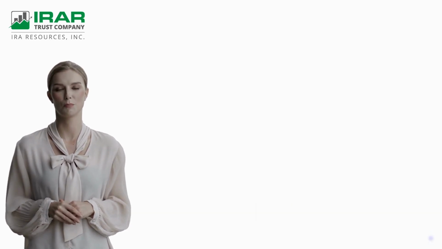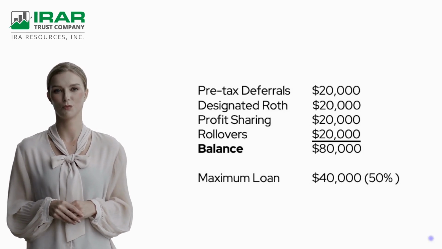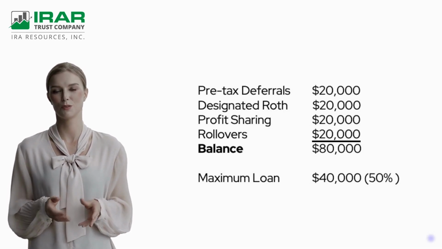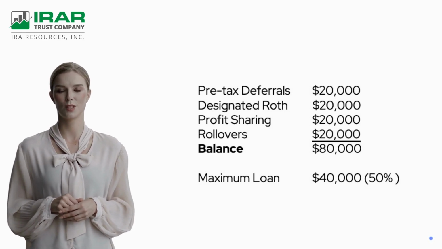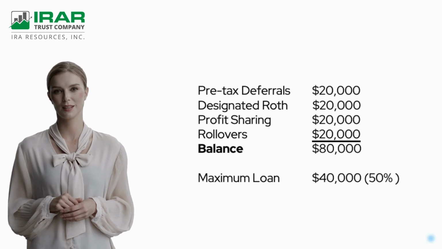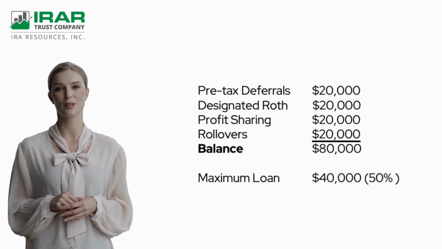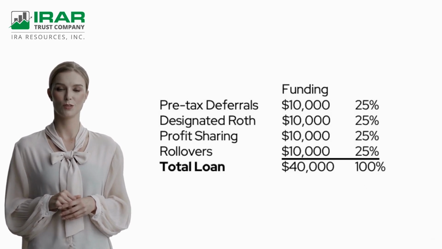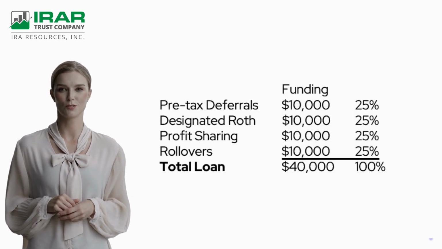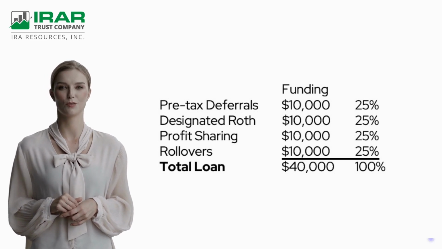As an example, a participant has a balance of $80,000, which consists of $20,000 in pre-tax deferrals, $20,000 in designated Roth, $20,000 in profit sharing, and $20,000 in rollovers. In this example, the maximum loan this participant can take is $40,000, which is 50% of their balance. If they choose to pull $10,000 from each source, the loan is being funded by 25% from each source.